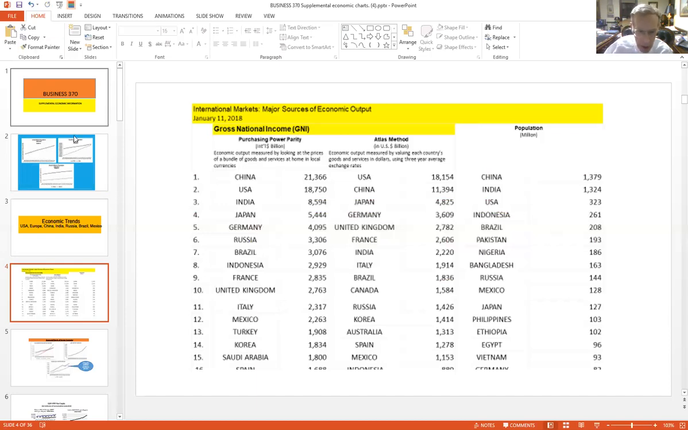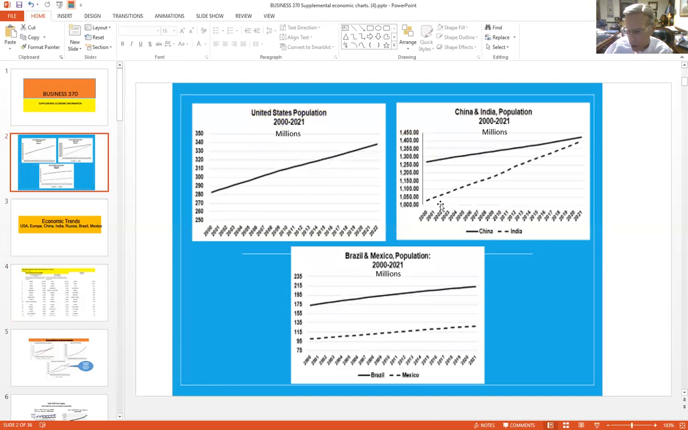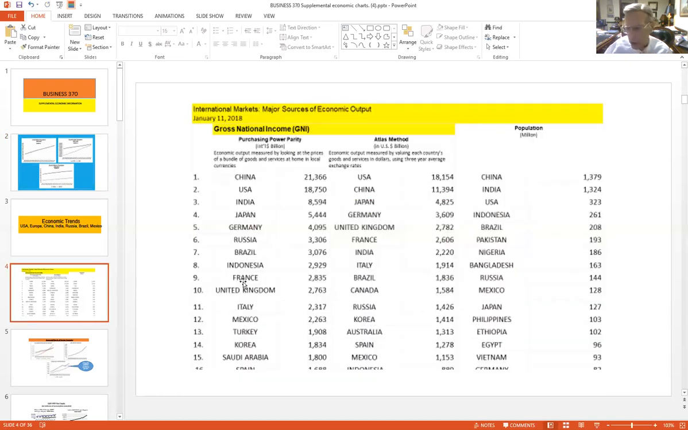And remember that India's population is growing much faster than the United States and even faster than China. So as we move into the future, India's economy is going to have to be dealt with and taken much more seriously than it is by American business people today. If we take a look at the population, we get another little reminder.